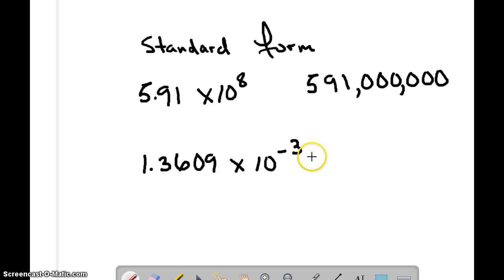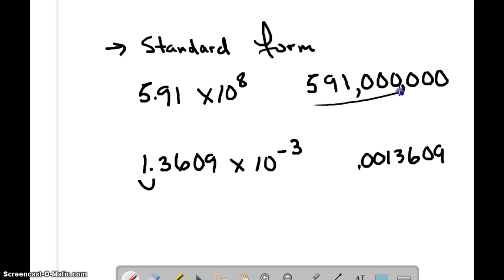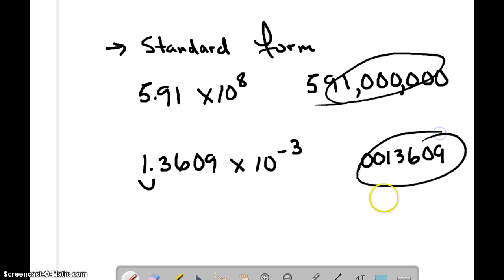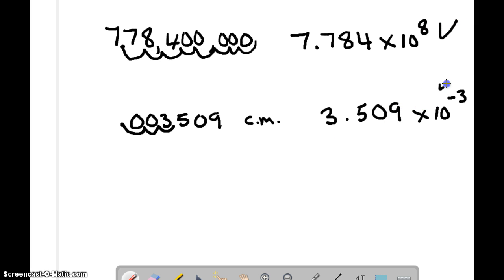Is my number going to be a big number or small number? My brain says negative exponent, small number. So I'm going to have 1, 3, 6, 0, 9. I'm going to move it 1 spot. 1, 2, 3. And so my number is now in standard form. If I write it and it looks like this, we have standard form. If I write it and it looks like this, we have scientific notation.